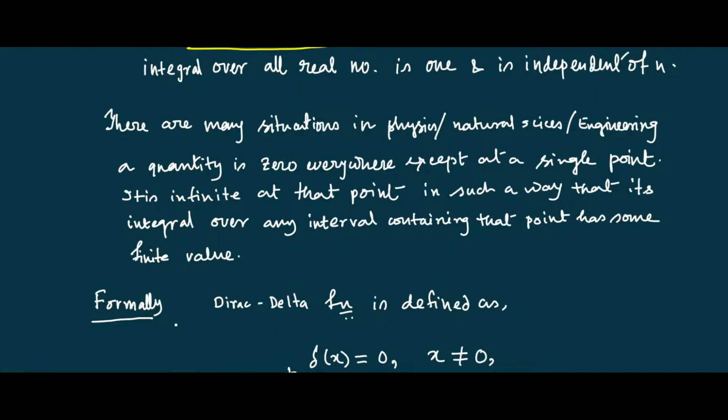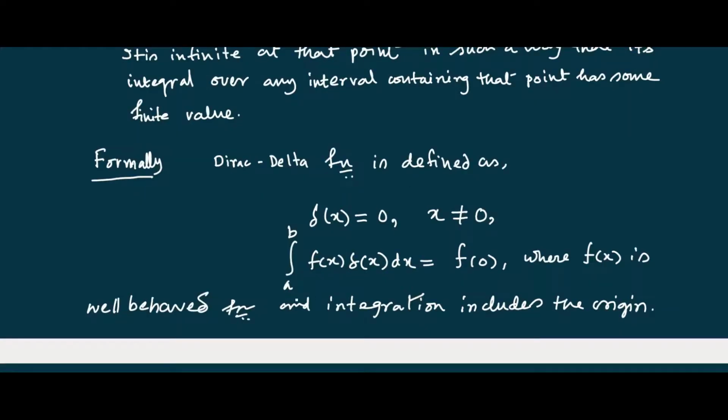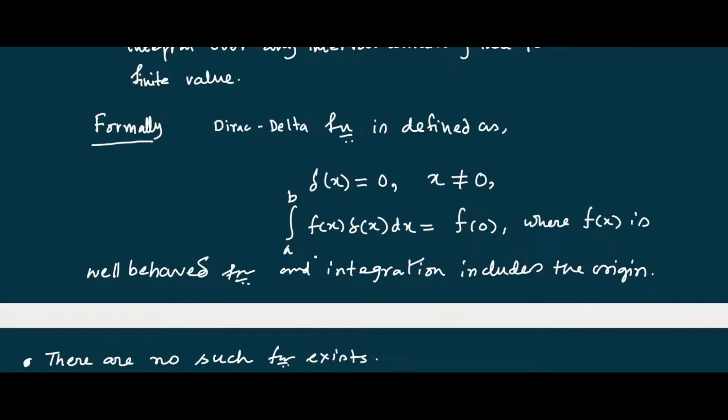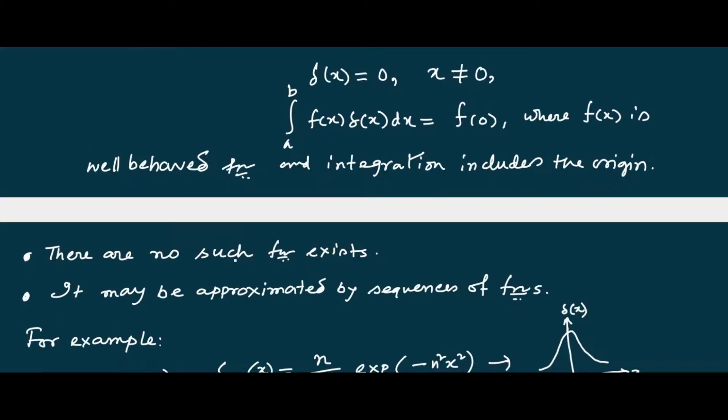Formally, the Dirac-Delta function is defined as delta of x equals 0 when x is not equal to 0, and the integral of f of x times delta of x dx must be f of 0, where f of x is a well-behaved function and the integration includes the origin. This is a formal definition, the physicist's way of defining the Dirac-Delta function. There is no such function.